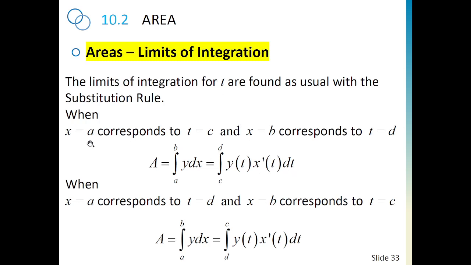So we need to find the time that corresponds to the value x equal a, because here the bounds are a and b in x. So we need to find the equivalent to a, but in terms of the parameter t. So that's some work that needs to be done in order to find the new limits of integration.